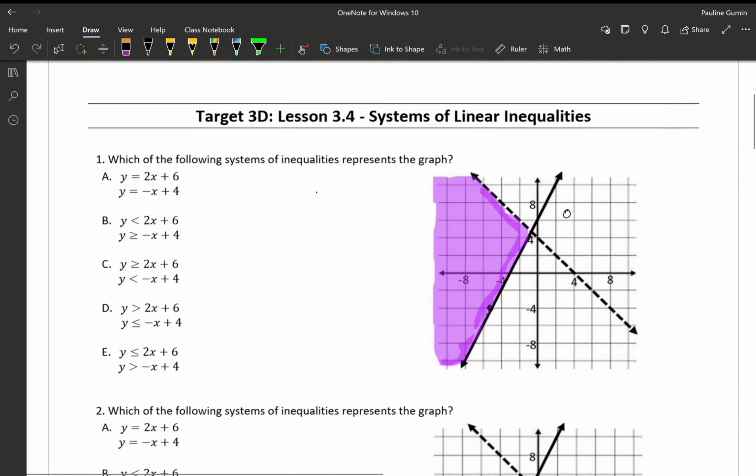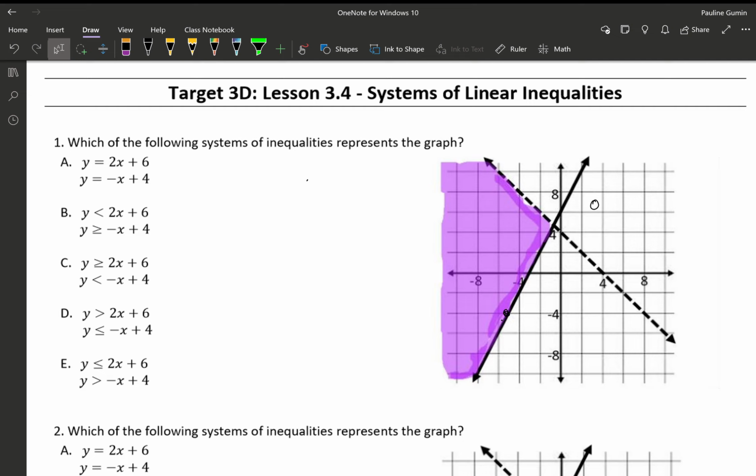Alright, so let's take a look at number 1. Number 1 is asking us, which of the following system of inequalities represents the graph? Now, letter A, I can cross off right away, because that is a system of equations. So, farewell to letter A.